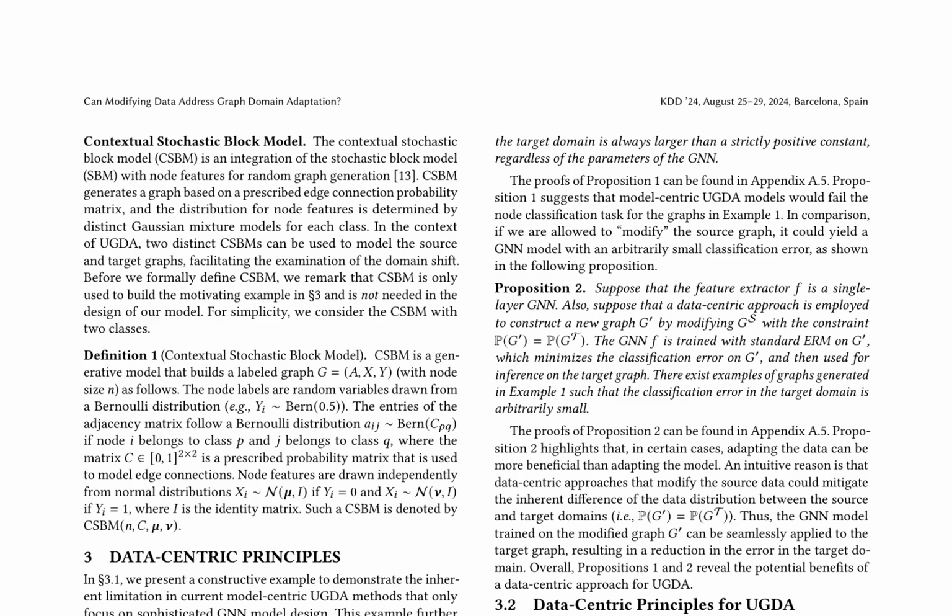The Contextual Stochastic Block Model, CSBM, is a generative model that integrates the Stochastic Block Model, SBM, with node features for random graph generation. CSBM generates a graph based on a prescribed edge connection probability matrix and node features determined by distinct Gaussian mixture models for each class. In the context of unsupervised graph domain adaptation, UGDA, two distinct CSBMs can be used to model the source and target graphs, facilitating the examination of the domain shift.